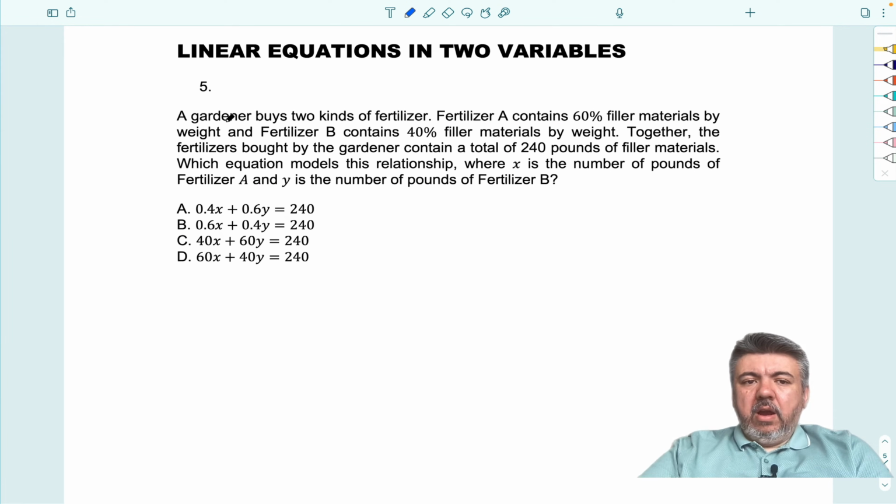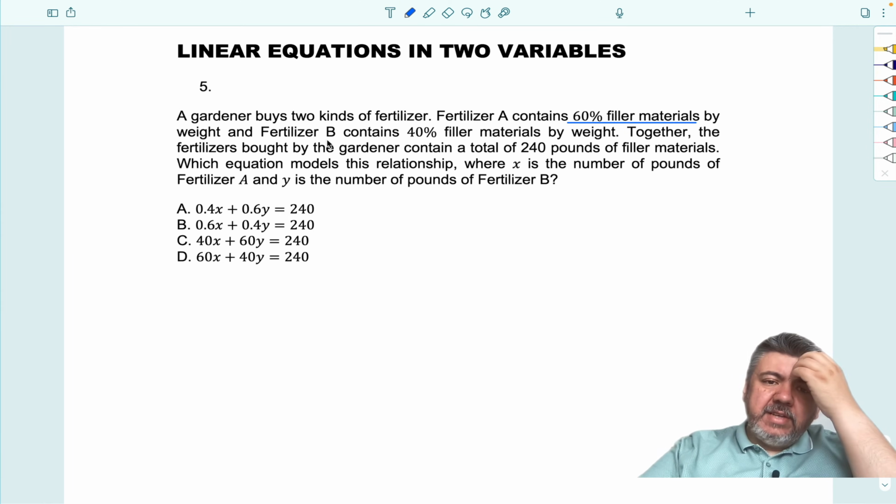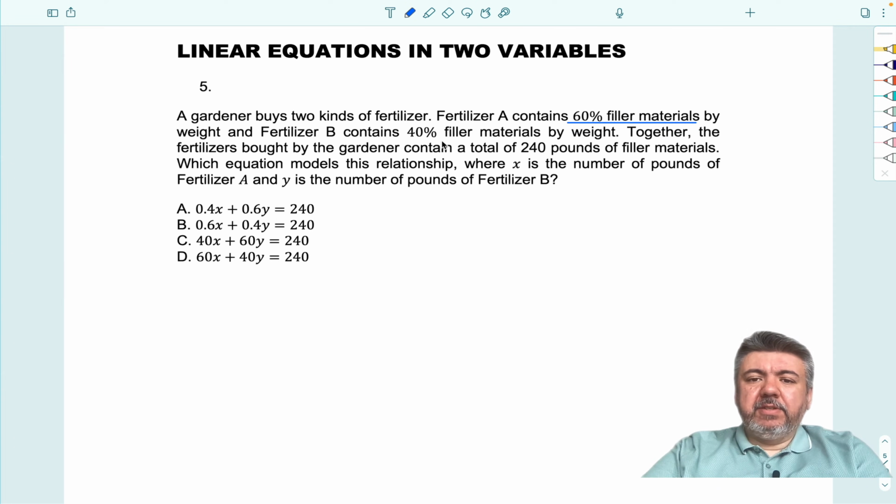5. A gardener buys 2 kinds of fertilizer. Fertilizer A contains 60% filler materials by weight, and fertilizer B contains 40% filler materials by weight. Together, the fertilizers bought by the gardener contain a total of 240 pounds of filler materials. Which equation models the relationship where X is the number of pounds of fertilizer A and Y is the number of pounds of fertilizer B?